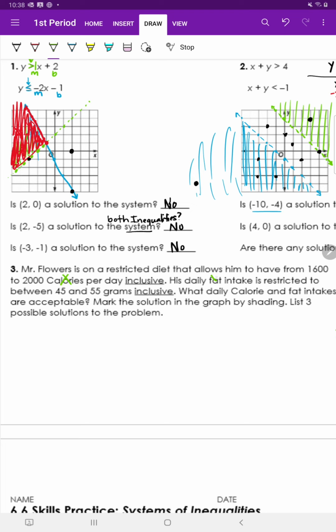and fat is Y. So when we're told that his calories have to be in between 1,600 and 2,000, the way we would write that is 1,600 has to be less than or equal to X, which has to be less than or equal to 2,000. Notice X is right in between 1,600 and 2,000, and it can be equal to those. That's what inclusive means, which is why we have the equal to symbols along with our inequality symbols here.